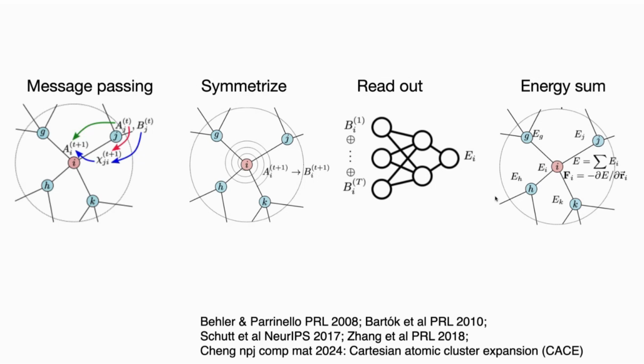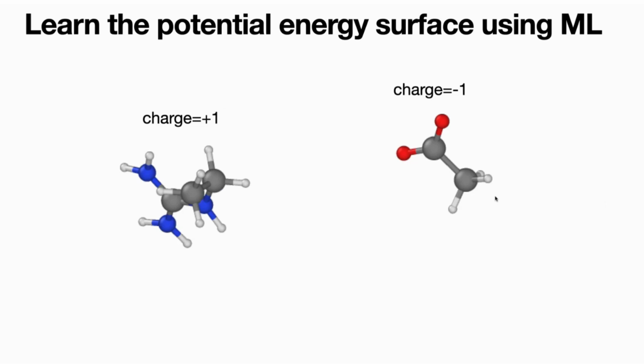Now, the issue with that is that all these potentials are more or less short-ranged. Let me give you an example. Let's say we have a system like that, right? We have two molecules, and one is positively charged and one is negatively charged. Of course, we know that there will be very strong Coulomb interaction between them. They almost behave like two naked charges.